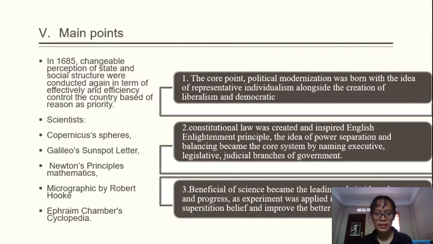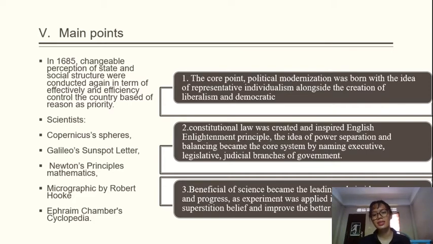And the second is constitutional law, which was created and inspired by the English Enlightenment period. The court system was conducted with a new perception: executive, legislative, and judicial branches of government. The state power was built in terms of separating and balancing power, so that none of these three powers overpowers another, through checks and balances and separation.